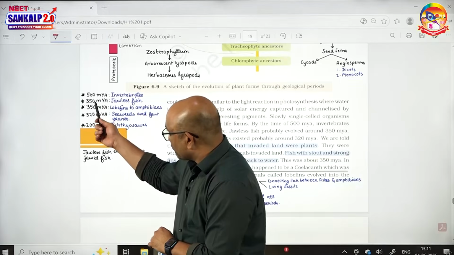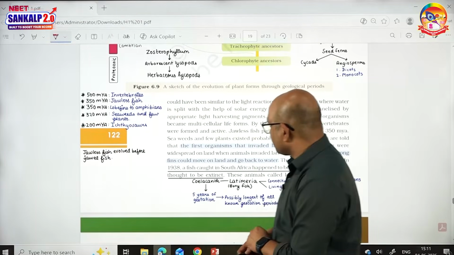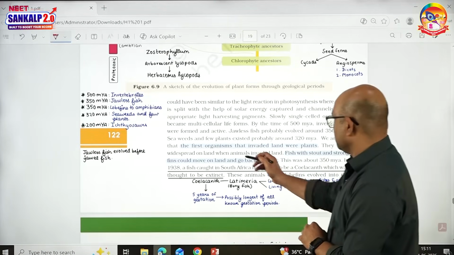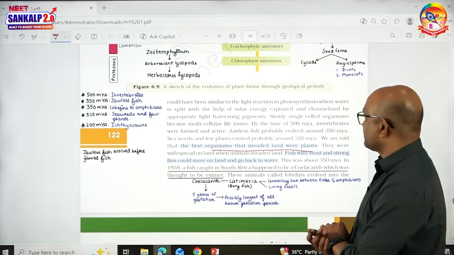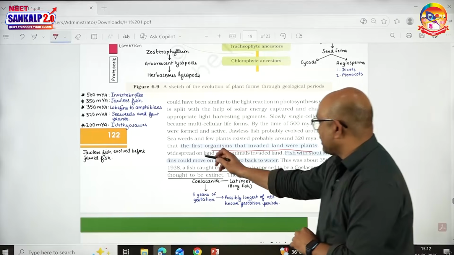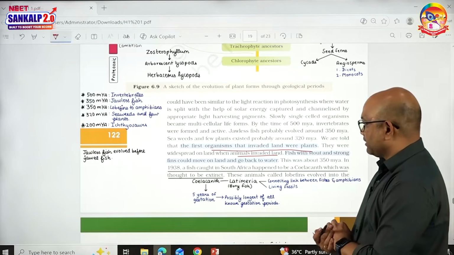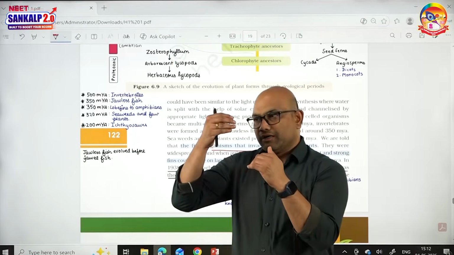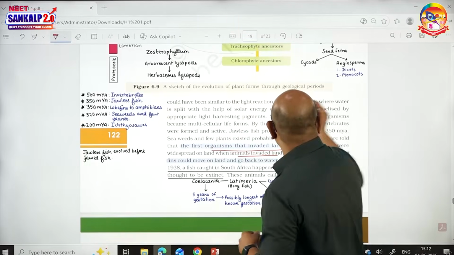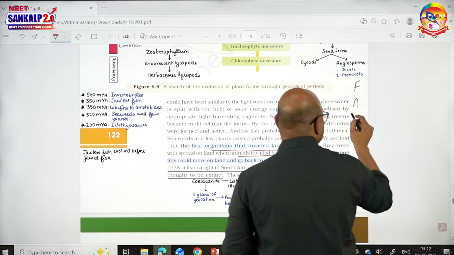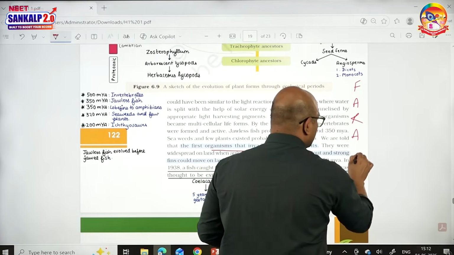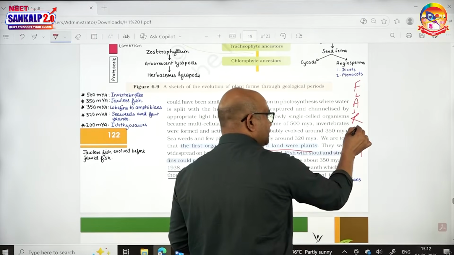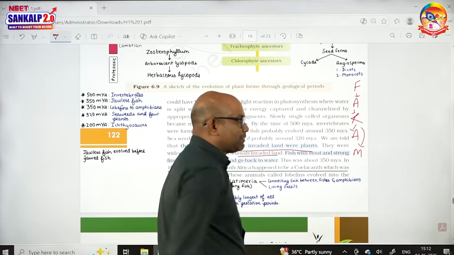Next, around 320 million years ago, seaweeds and a few plants existed on earth. Next, one more point is, we were told that the first organisms that invaded land were plants. Next, they spread widely on land when animals invaded the land. Then if you see the order of vertebrate evolution: fishes, amphibians, reptiles, aves, mammals. So amphibians evolved from fishes, reptiles evolved from amphibians, aves evolved from reptiles, mammals also evolved from reptiles.